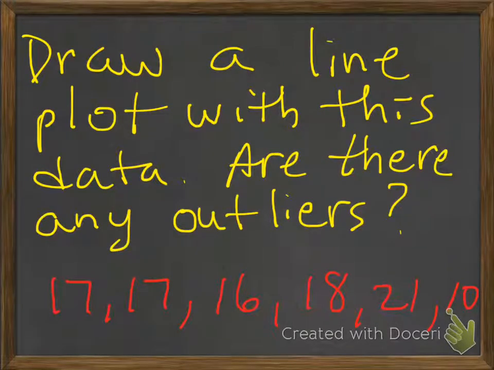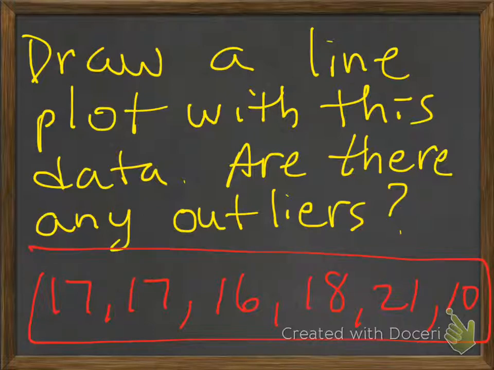Now, I want you to draw a line plot with this data. Are there any outliers? So pause and take some time to look at these numbers down here and put them on a line plot. And after you pause and you do it, come back.